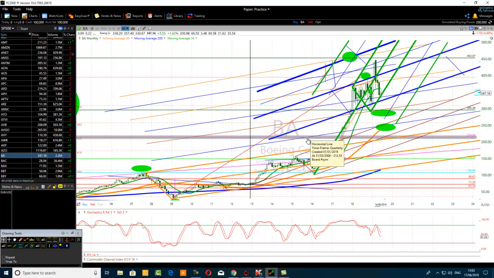So this will conclude our discussion today about how to use market geometry like a Pitchfork tool trader.